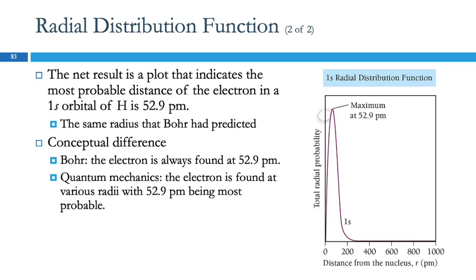So calculations with this give us this maximum at 52.9 picometers, which happens to be the same number that Bohr predicted for the radius of his first orbit. So the number's the same, but conceptually there's an important difference. For Bohr, the electron was always at 52.9 picometers because it was going in a circular orbit. But in quantum mechanics, the electron could be found at different radii, but 52.9 is the most probable.